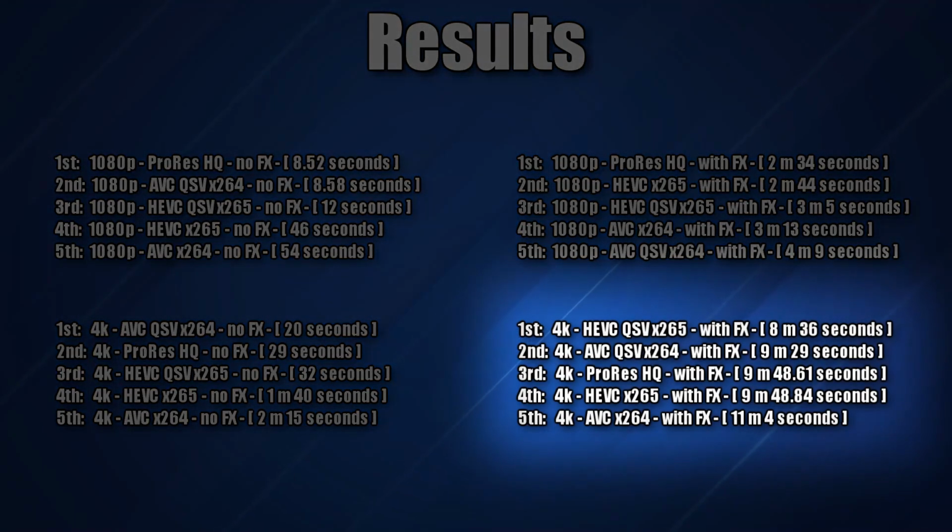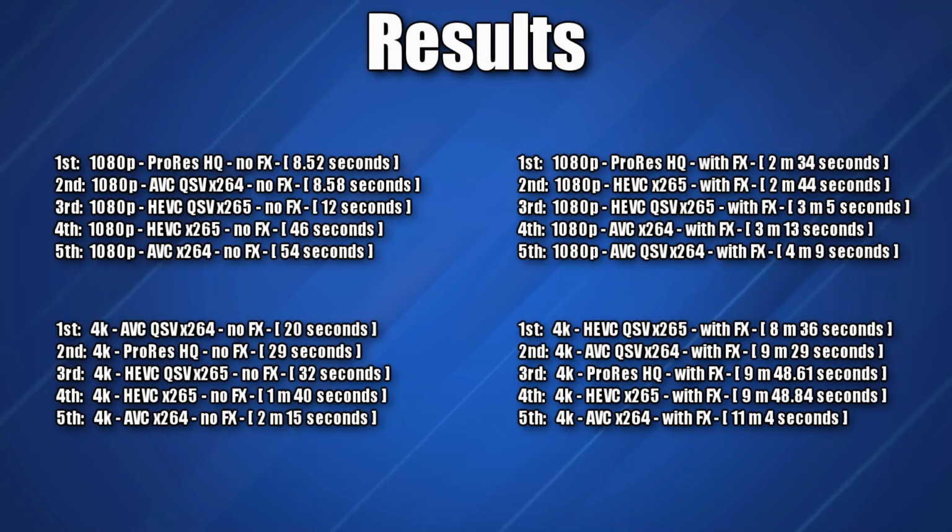And finally, 4K with effects, first place we have HEVC QSV at 8 minutes and 36 seconds. Then about a minute later, we have AVC QSV at 9 minutes and 29 seconds. And then almost tied for third place, we have 4K ProRes that just barely beat HEVC, coming in at 9 minutes and 48.61 seconds, while HEVC processor only came in at 9 minutes and 48.84 seconds. And then a couple minutes later, AVC finally comes in fifth place at 11 minutes.